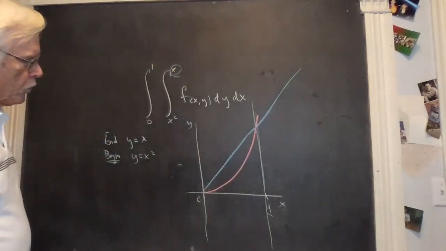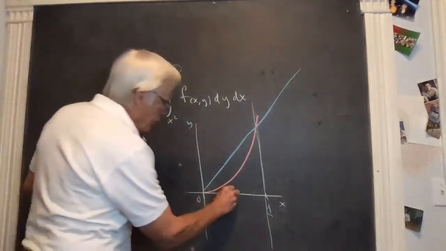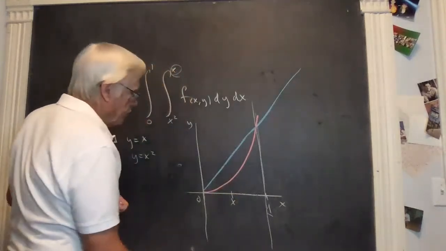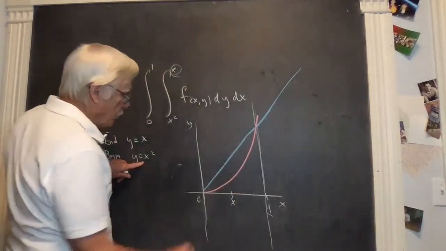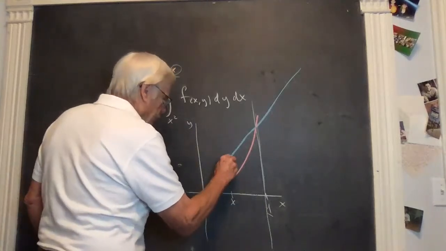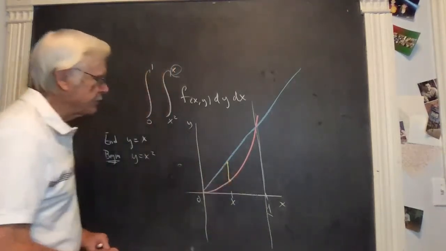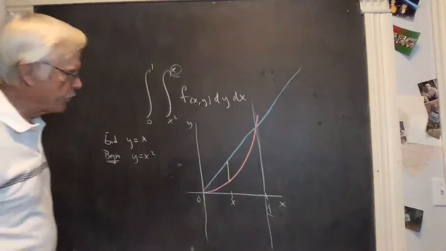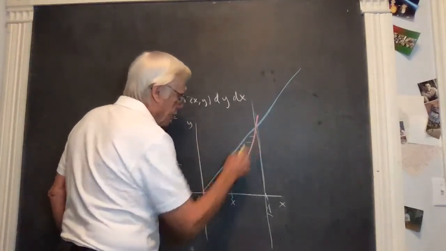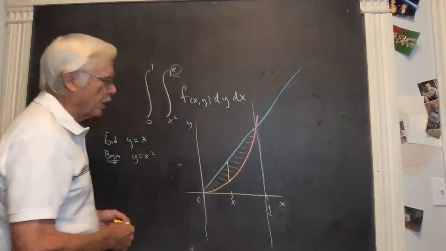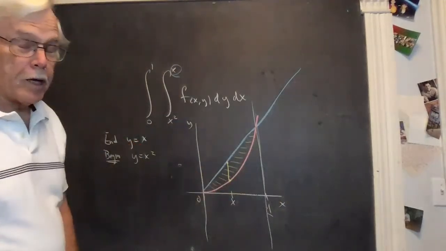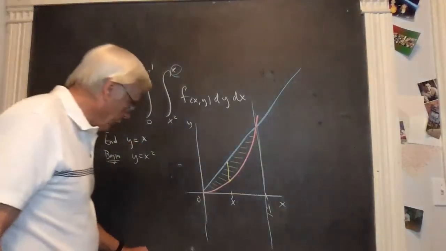At any given x value, we look at the region between x squared, that's here on the x squared graph, and x, that's here on the x graph. So that is a cut of the region. Then if you look at the entire region by letting the cut sweep across from 0 to 1, this is the region that we are integrating over.